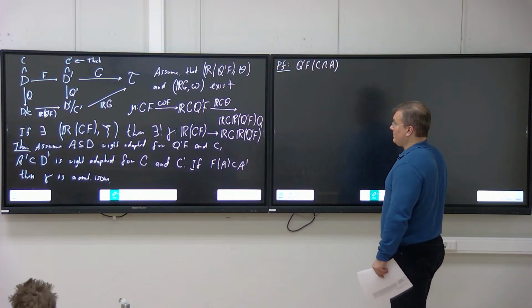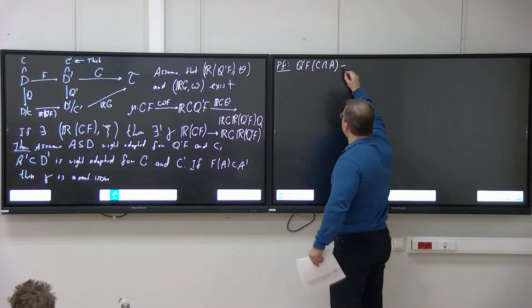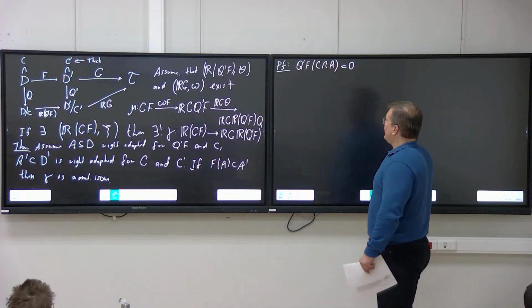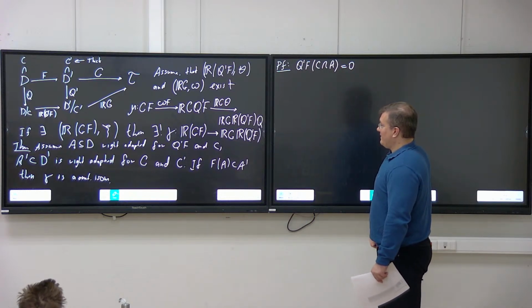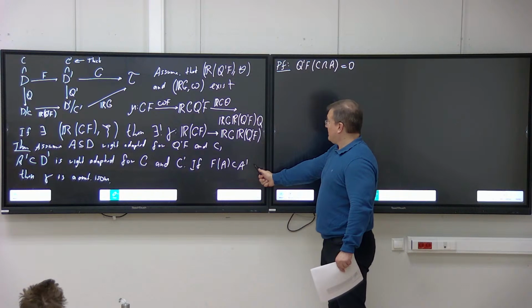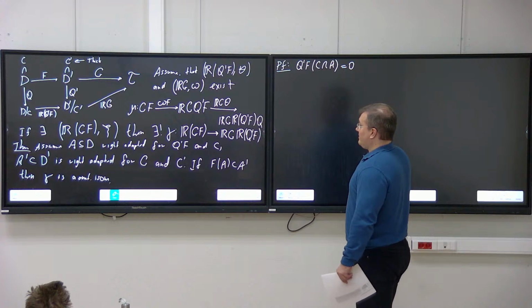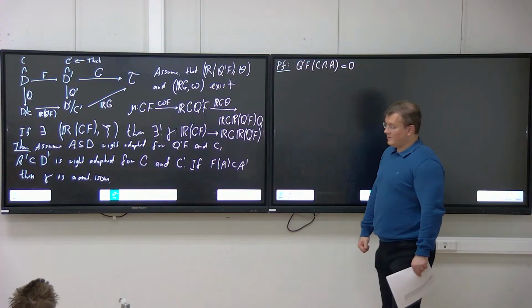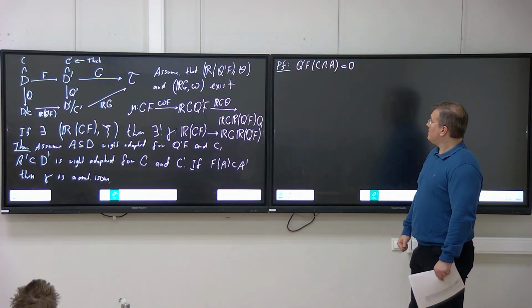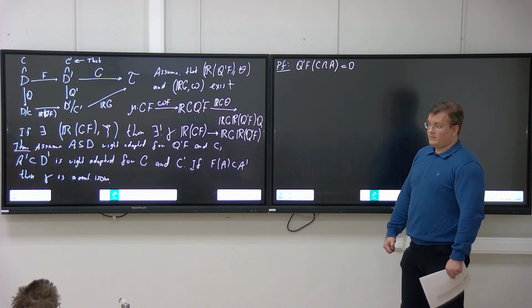Well, first when it goes to C prime, it's 0. So the answer is that this composition is 0. And why is this 0? Well, if it lies in A, by the assumption... So F of A lies in A prime, right? No, it's not that, because A is adapted for F prime. So we need to know that C intersect A lies in C prime.